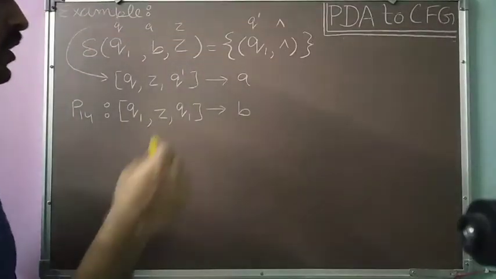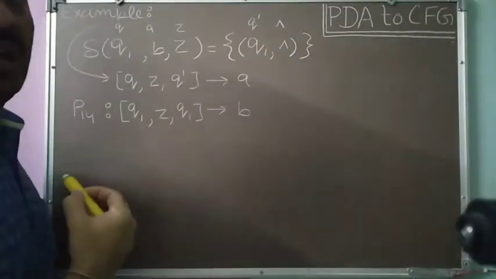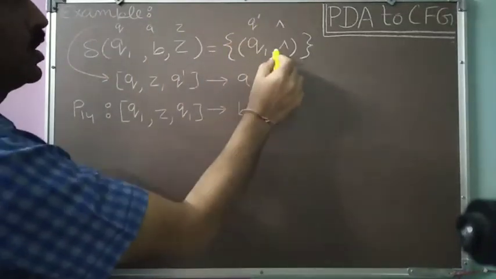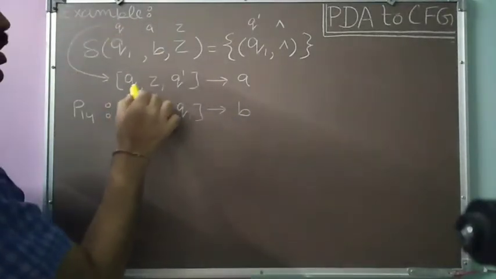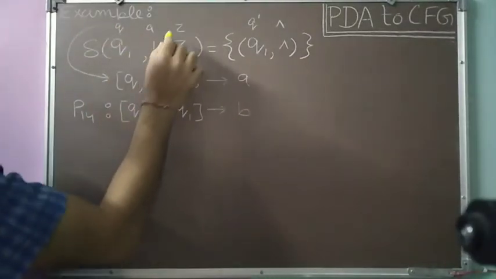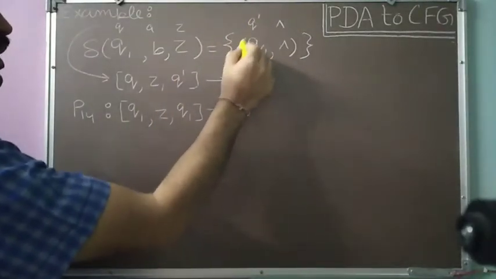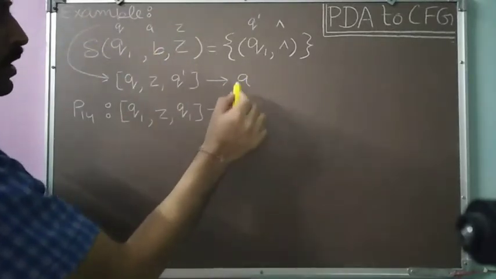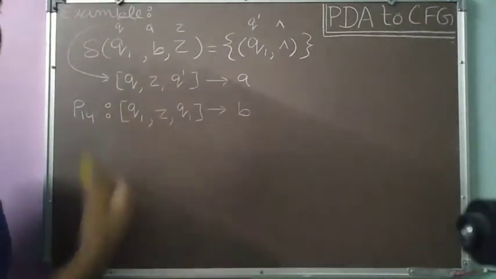Now we come to our second last transition, that is delta(Q1, B, Z) = (Q1, null). We write the standard format over it, (Q, A, Z) = (Q', null). It is an erasing move, so it will induce only one production, and the format of the production will be [Q Z Q'] to A. Now Q is Q1, so we have written Q1 here. Z is Z, so we have written Z here. Q' is Q1 here, and the value of A is B, so in place of A we have written B. So this P14 we have found corresponding to this transition.